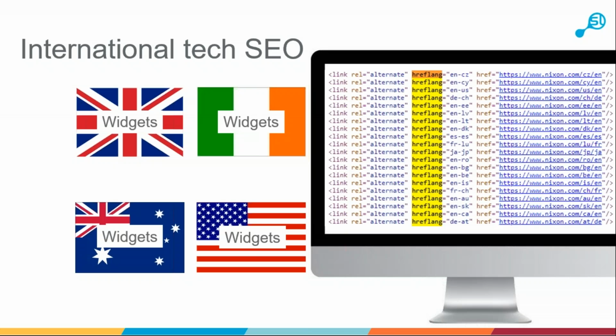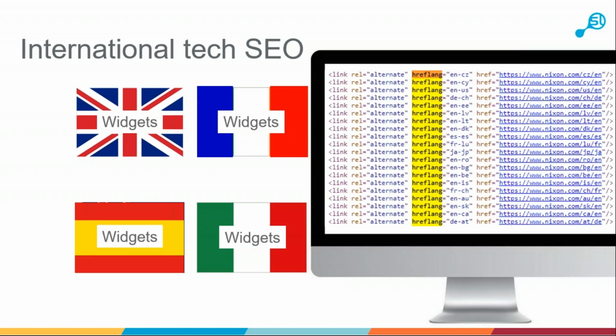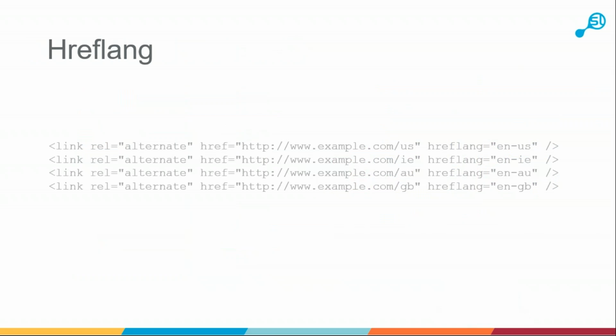So hreflang is relevant in two scenarios. The first being where we have multiple pages that offer the same thing in the same language, but it's regional content. So here we have UK, Ireland, Australia, and the US. And we need to tell Google which page to deliver to a user depending on their location. The other scenario is where we have translated copy in different languages, so need to appear when people are searching from a particular location. So we need to provide Google with this information through the hreflang code.